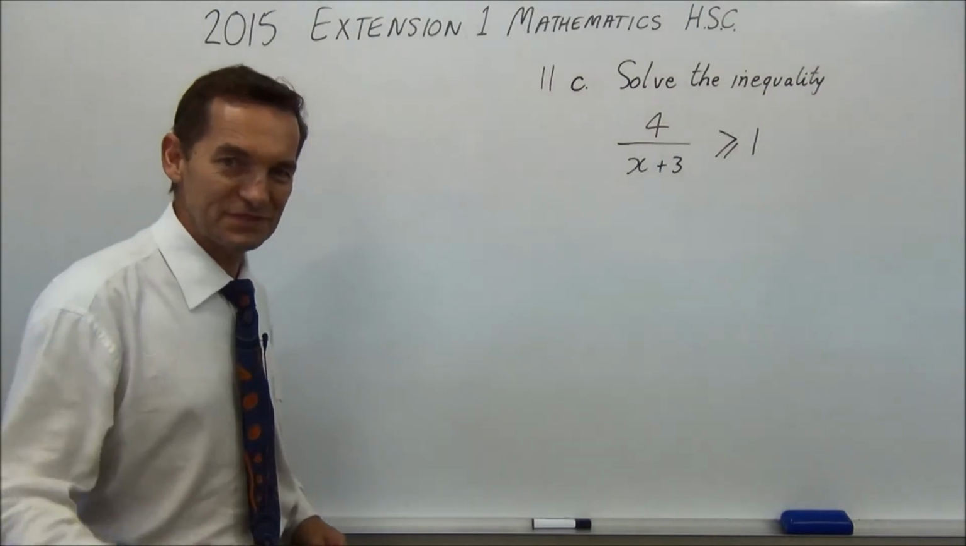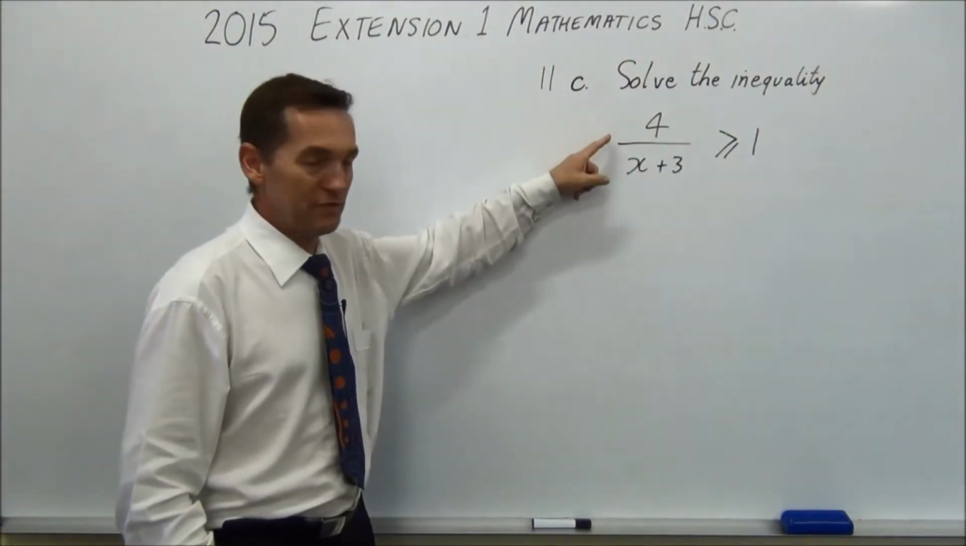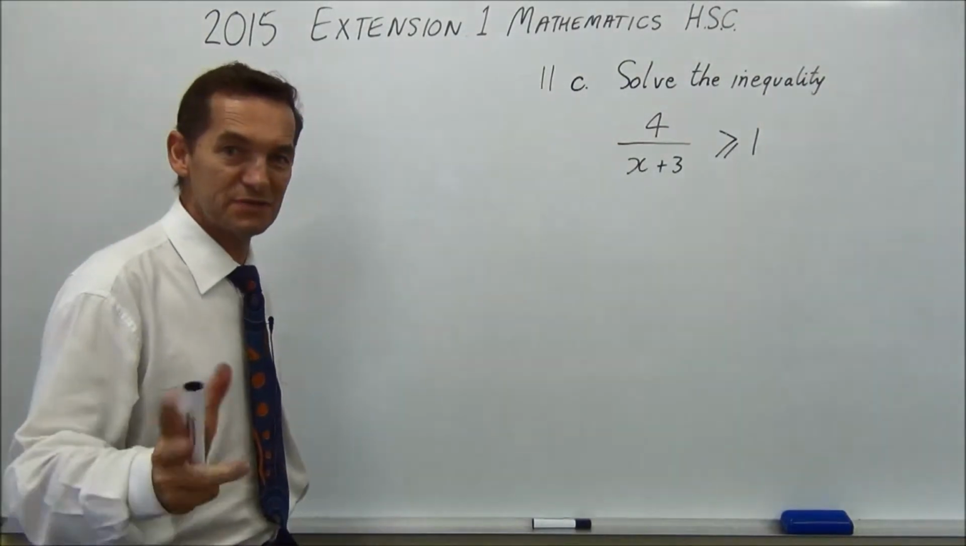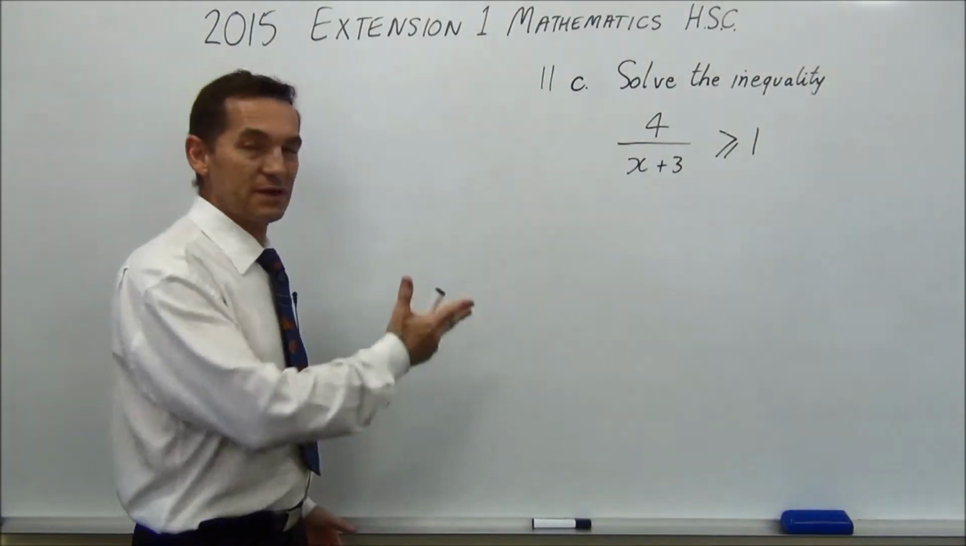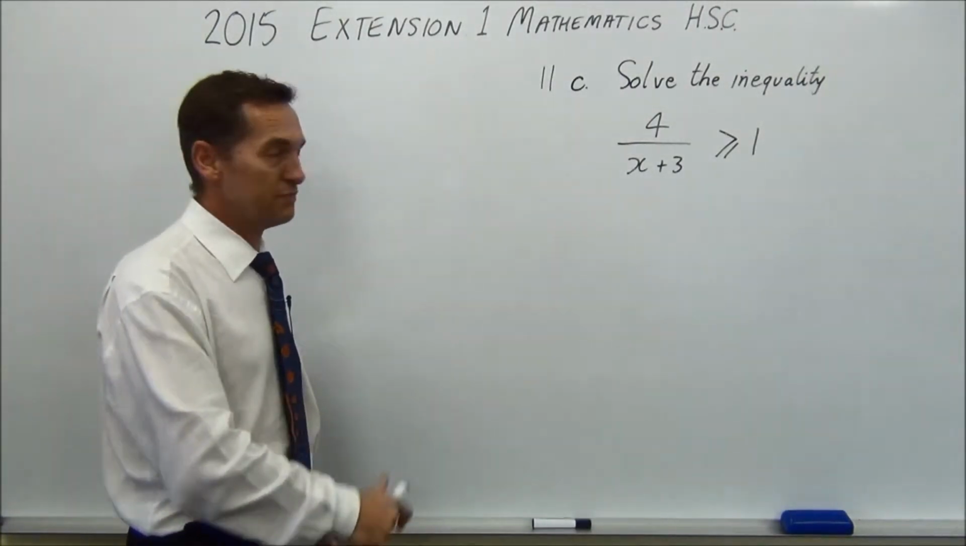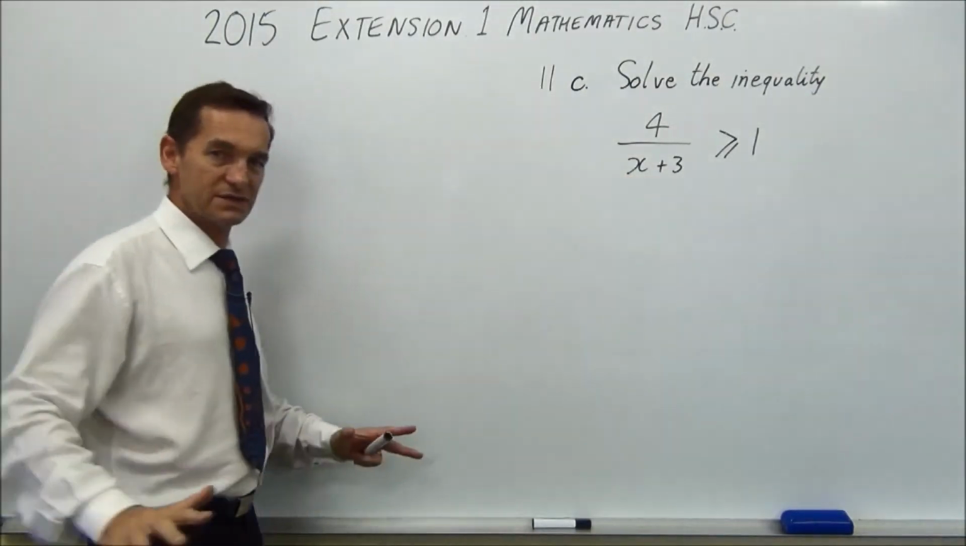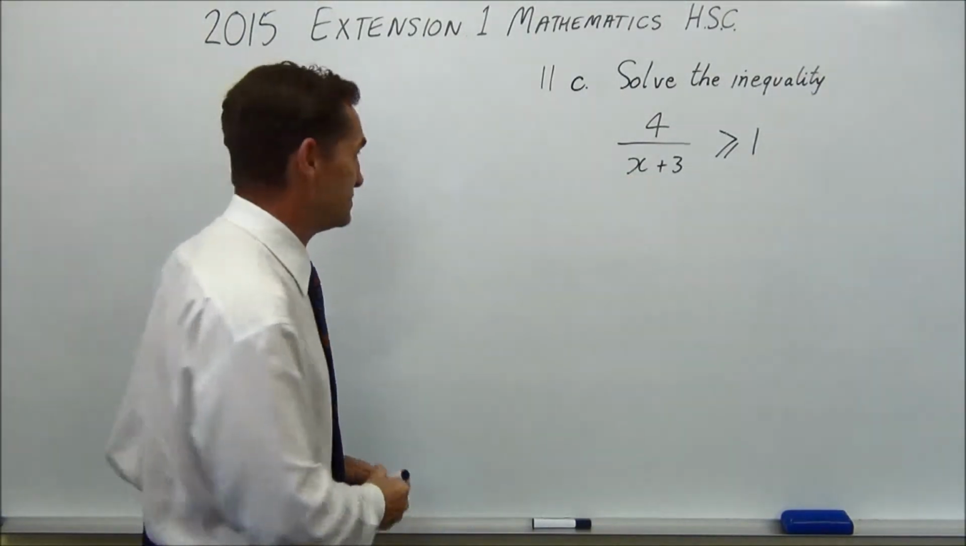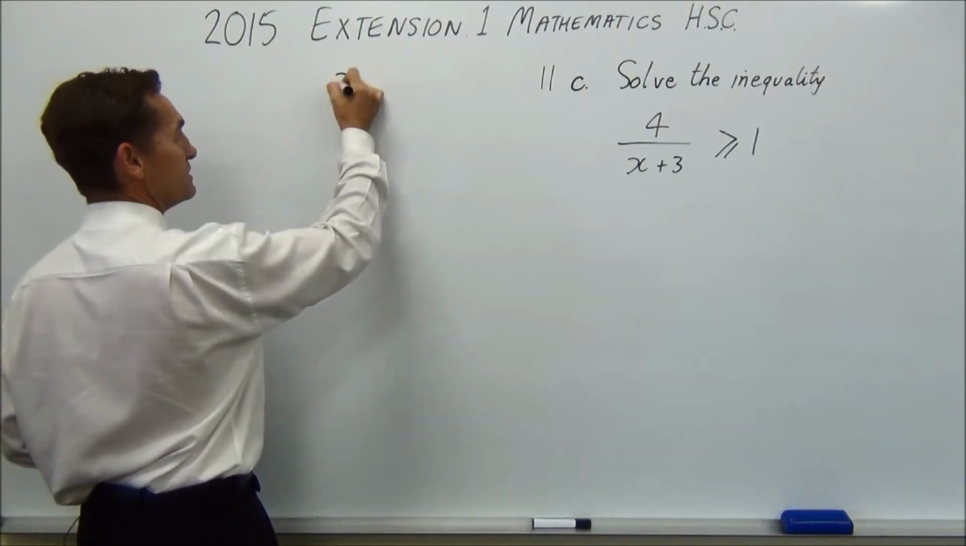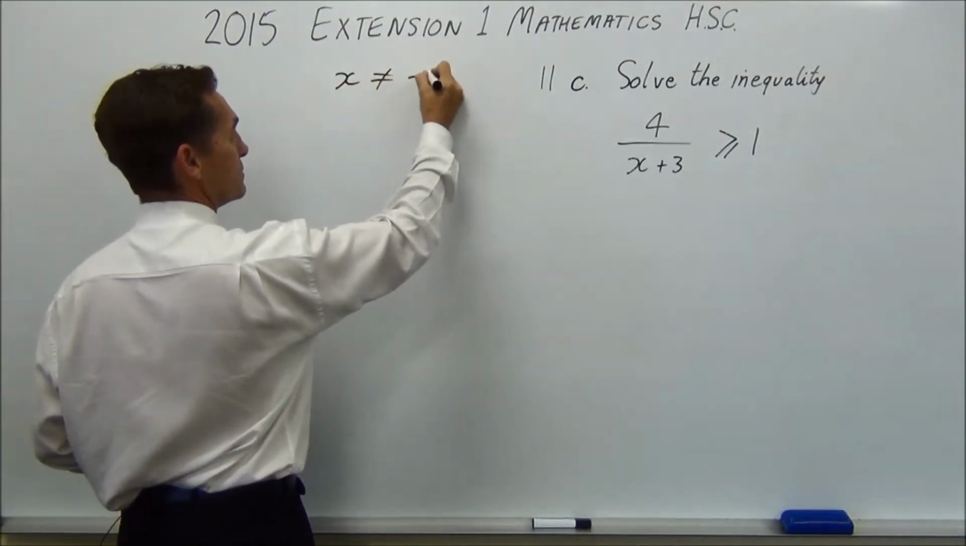G'day again, 11c. Solve the inequality 4 over x plus 3 is greater than or equal to 1. Again, we're on question 11, pretty straightforward. First thing I'll do, look at that and say, what can't x be? Well, x can't be minus 3. So that would be my first statement. x cannot equal minus 3.